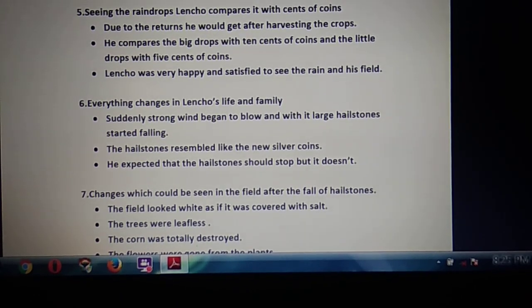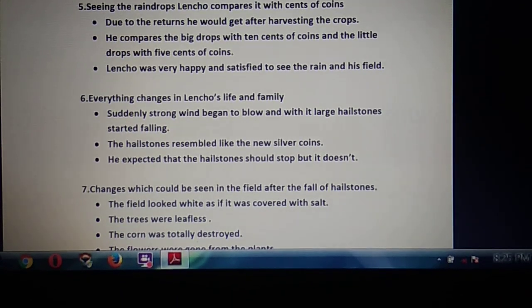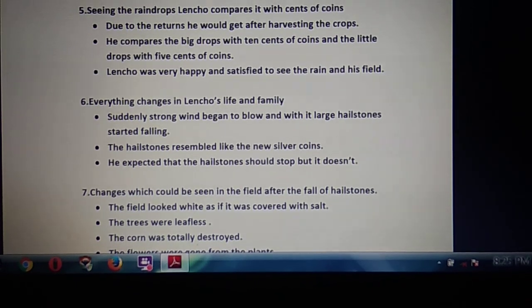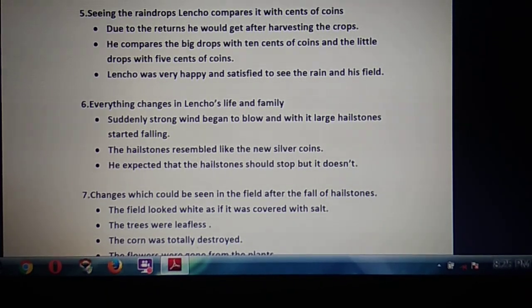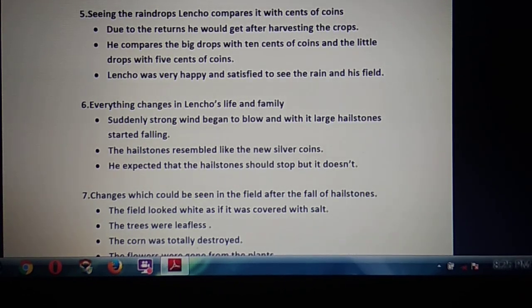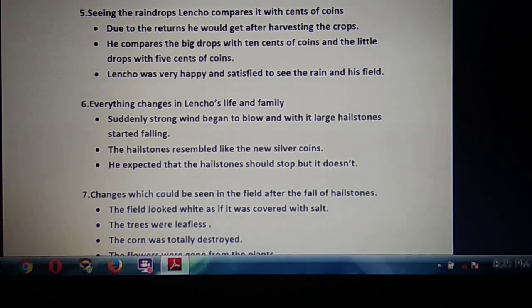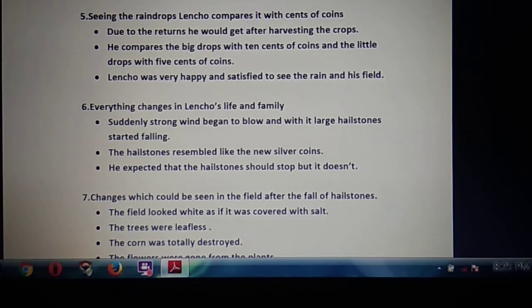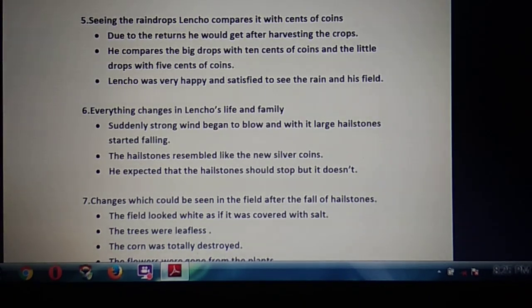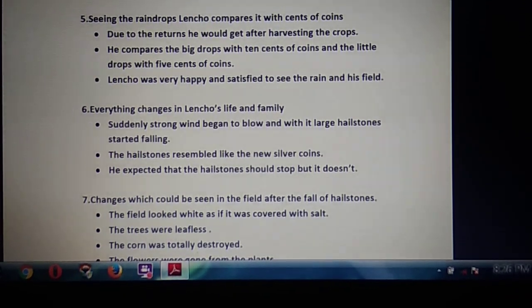The hailstones resembled new silver coins. So over here again we can see Lencho is comparing the hailstones with new silver coins. As I told you before, hailstones are the same snow but in the form of stones. Those hailstones also were shining like new silver coins. As we all know, new silver coins also have a shine because they are new. So for that he is comparing the hailstones with new silver coins.